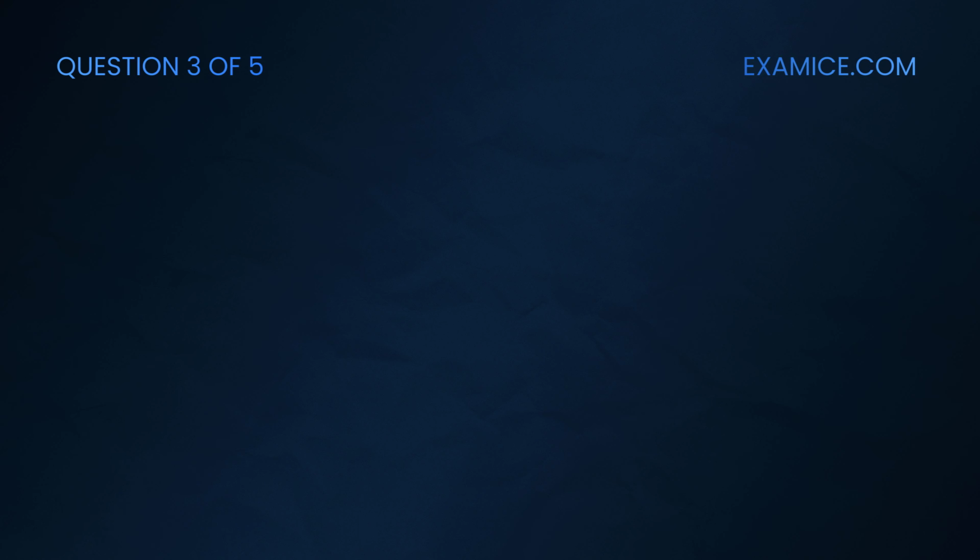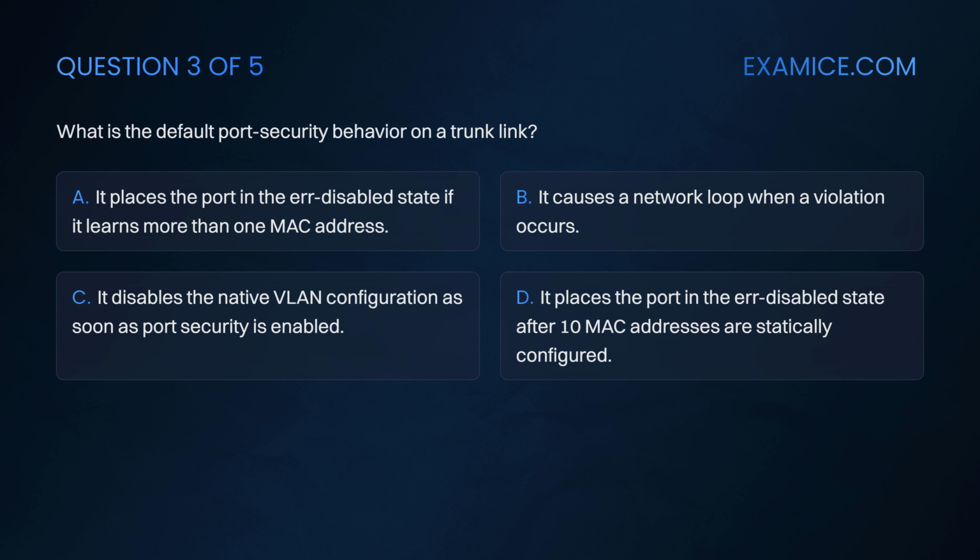Question 3. What is the default port security behavior on a trunk link? Option A. It places the port in the error disabled state if it learns more than one MAC address. Option B. It causes a network loop when a violation occurs. Option C. It disables the native VLAN configuration as soon as port security is enabled. Option D. It places the port in the error disabled state after 10 MAC addresses are statically configured.